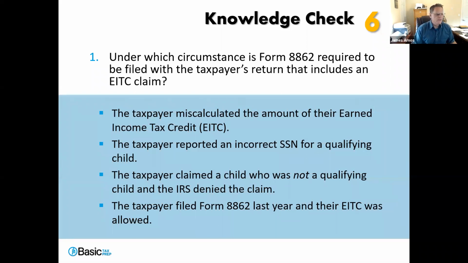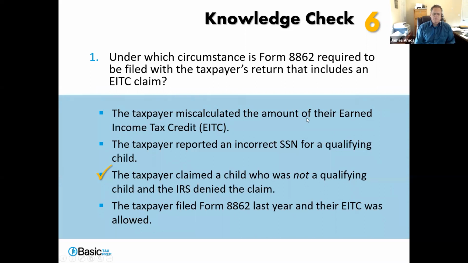Okay, I think I have everyone. The answer is C. The taxpayer claimed a child who was not a qualifying child and the IRS denied the claim. So if the taxpayer reported an incorrect Social Security number, they put the wrong Social Security number, is that fraud or recklessness? No. That's more a clerical error. So they don't have to do an 8862.